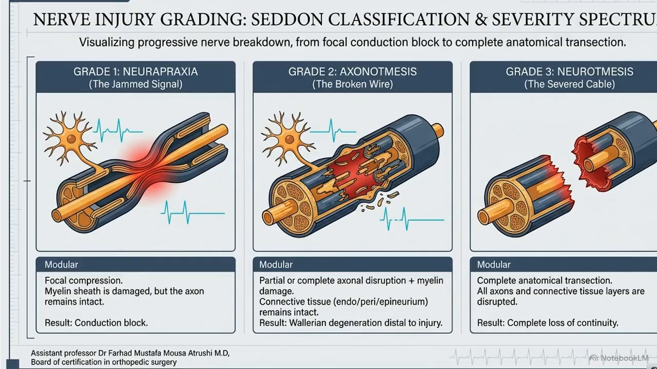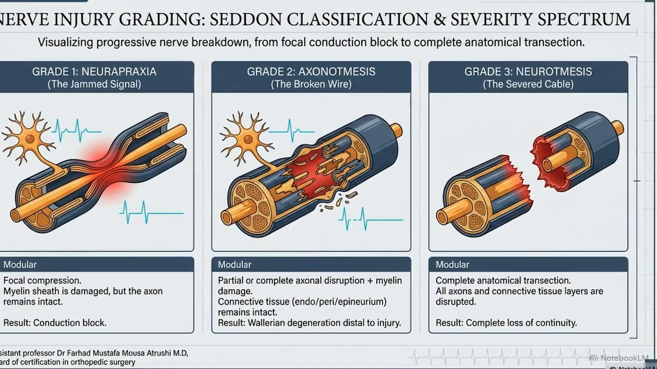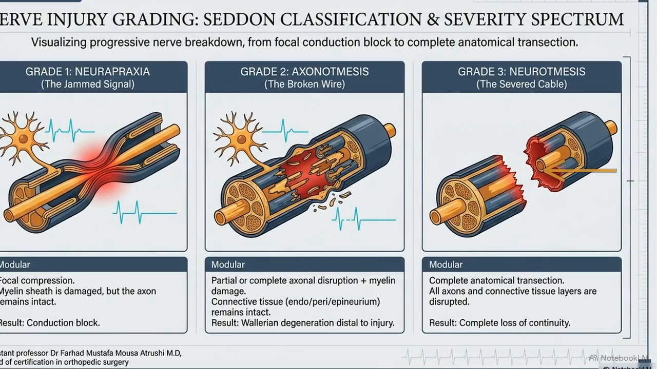The Seddon classification maps nerve failure. Grade 1, neurapraxia. Myelin damage causes conduction block. The axon remains intact. Grade 2, axonotmesis. The broken axon triggers Wallerian degeneration, but connective pathways survive. Grade 3, neurotmesis. Complete severing of all structures, destroying the pathway for spontaneous reinnervation.